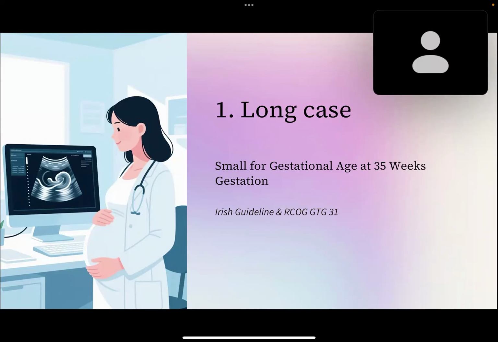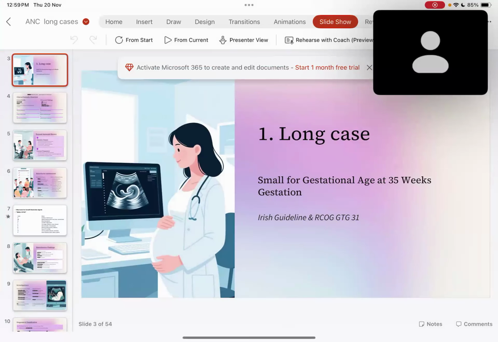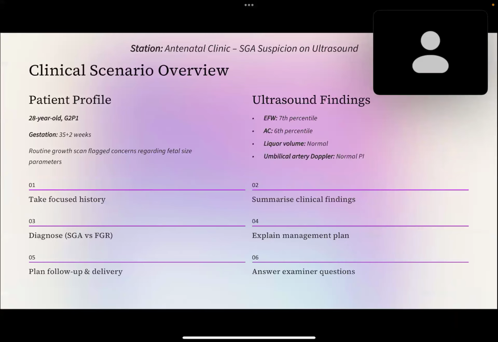You heard the one page summary I showed in the beginning? Okay. Today I am marking you in history as well, and I will be marking you in timing. These two are your examination criteria today. Enter your cubicle and start your case. This is your scenario given. And this is the ultrasound finding.